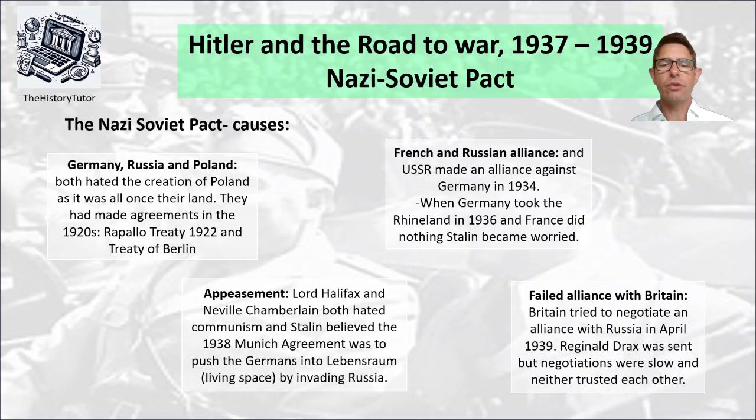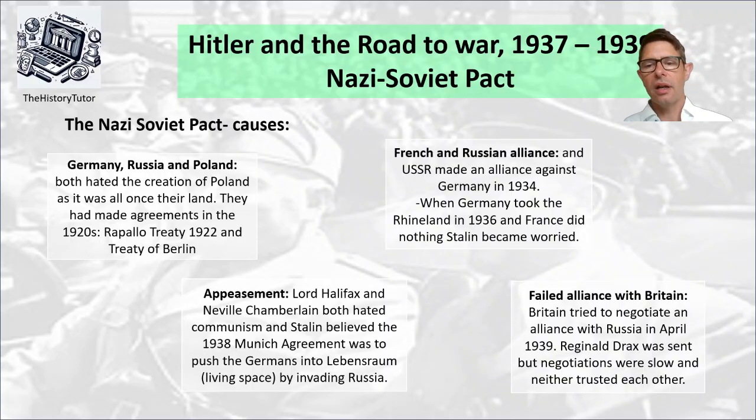Lord Halifax and Neville Chamberlain hated communism, and Stalin believed the 1938 agreement was to push Germans into Lebensraum in the east. And finally, the failed alliance with Britain. Britain tried to negotiate an alliance with Russia in April 1939. Reginald Drax was sent, but negotiations were slow, and neither seemed to trust each other. So again, Russia had to look for a more realistic answer.